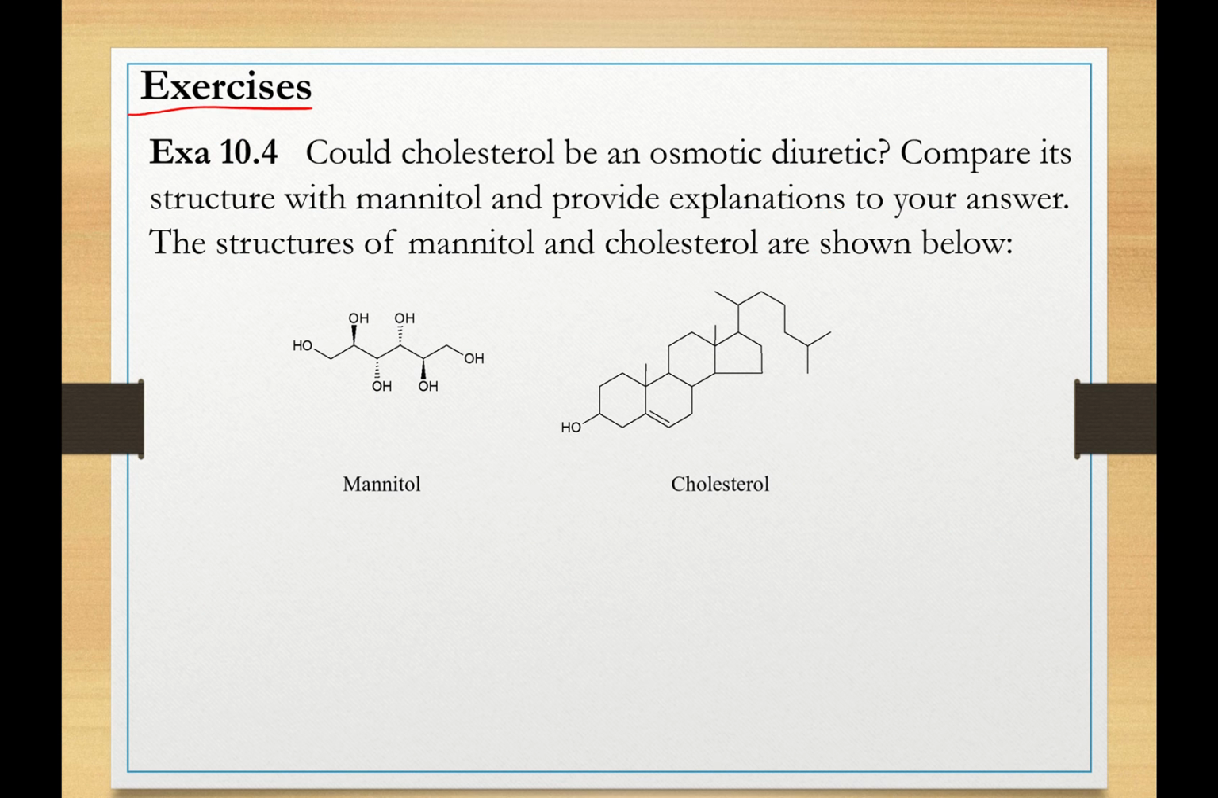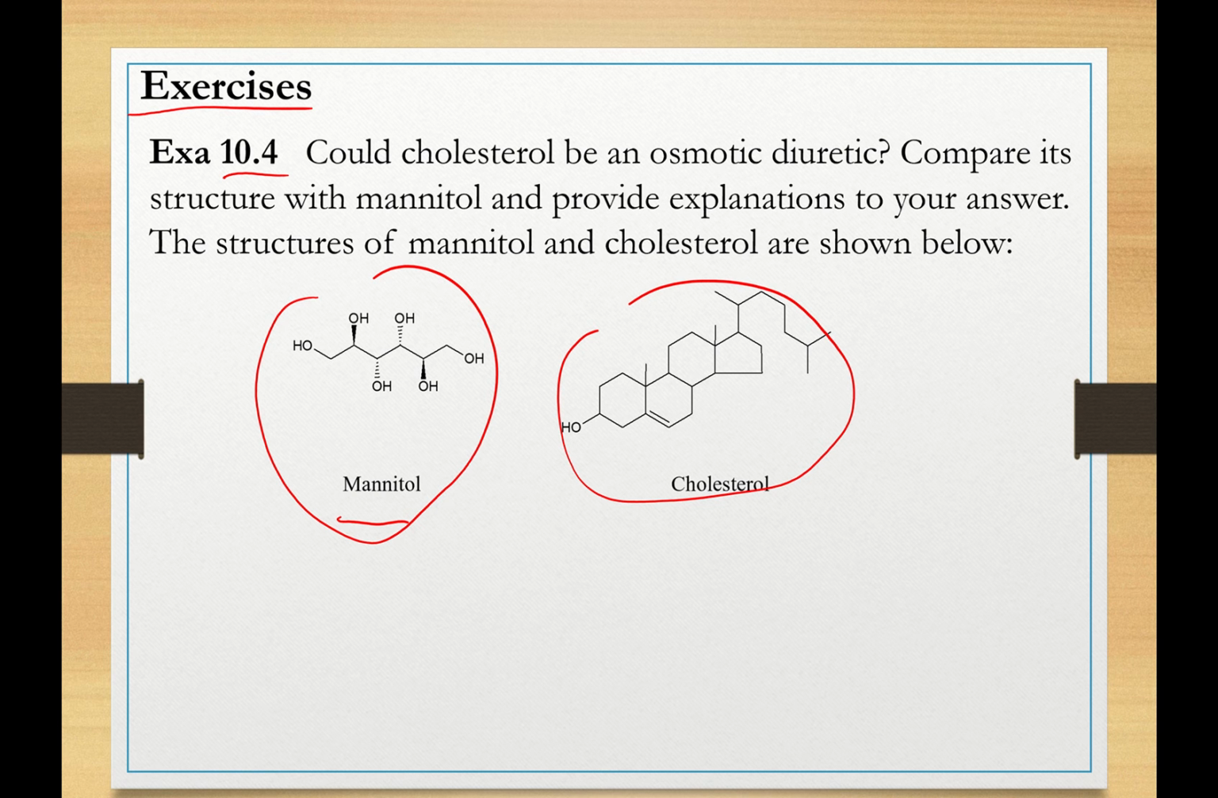Finally, we are in the practice exercises here. These are very, very informative and nice exercises for you. So here in 10.4, we have two molecules, mannitol, which is an osmotic diuretic, and cholesterol. And I'm asking you if cholesterol could be an osmotic diuretic. So all you have to do here is to perhaps see the structure of cholesterol and predict some of the properties. Is it polar? Is it hydrophobic? Is it water soluble? Is it high molecular weight? Can it go through plasma membranes, right? And figure out whether cholesterol could be an osmotic diuretic.